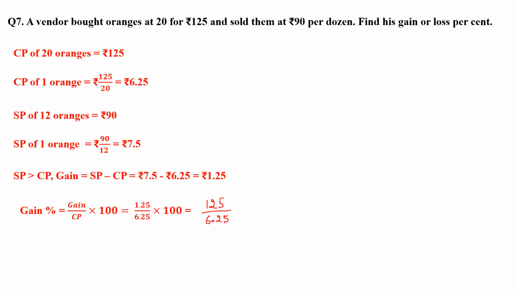Now you see in the denominator there is a decimal number. So to remove the decimal number, multiply by 100. Why 100? Because after decimal there are two digits. So multiply by 100 in both numerator and denominator. Isn't it? So it will become 12,500 divided by 625. And if you divide it, you will get 20%. Okay. So there is a gain of 20%.